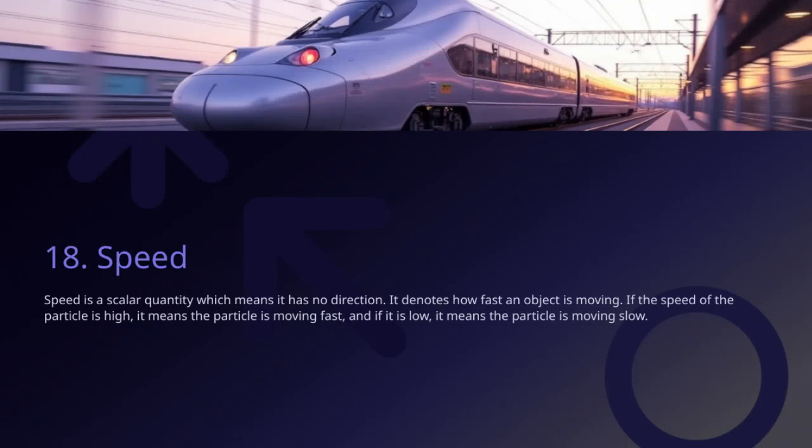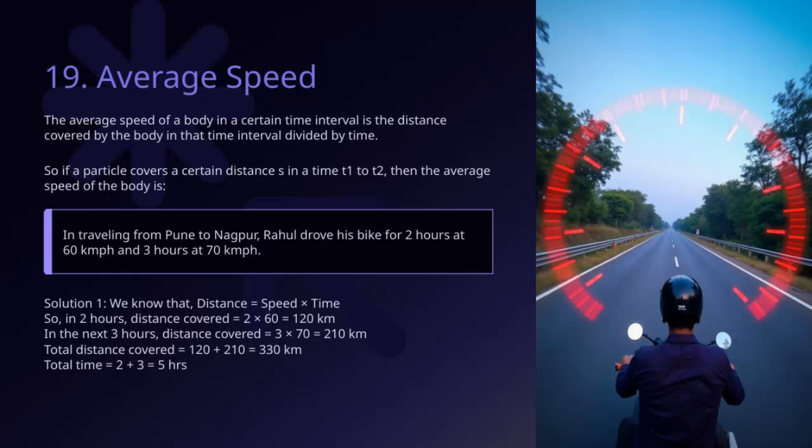Speed is a scalar quantity, which means it has no direction attached to it. It simply tells us how fast an object is moving. When we say the speed of a particle is high, it means the particle is moving quickly. Conversely, if the speed is low, the particle is moving slowly. This concept is important because it helps us understand the rate of motion without worrying about which way the object is headed. Remember, speed gives us a clear measure of the particle's pace, and it's a fundamental idea when analyzing motion in physics. Let's look at solution 1.